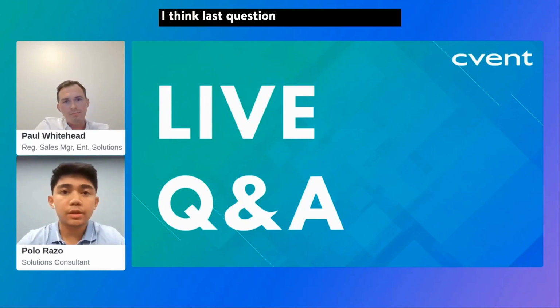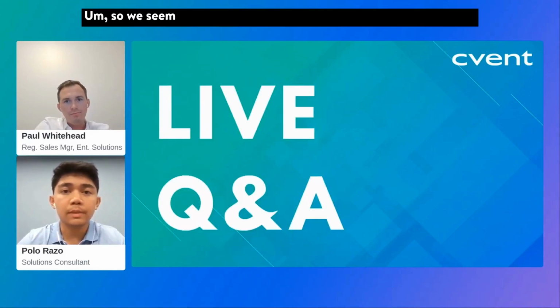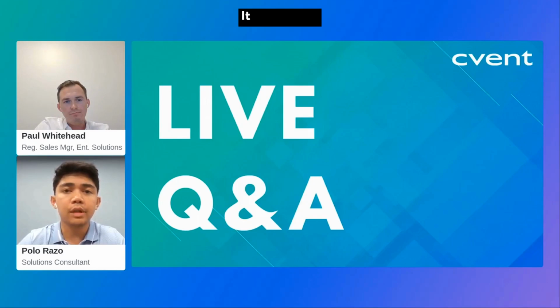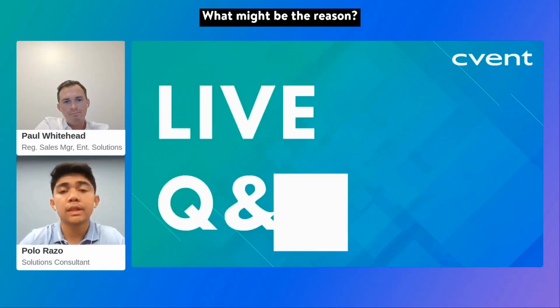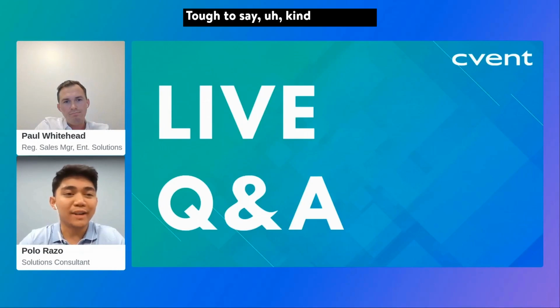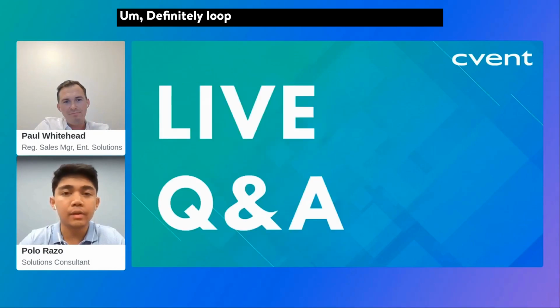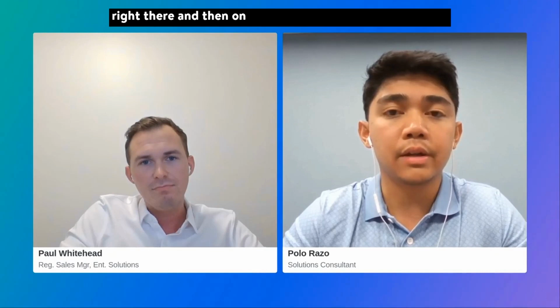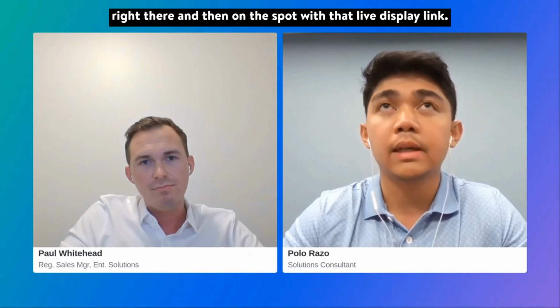Awesome. I think last question that we have in here. So we seem to have challenges getting the live preview to work. It just circles. What might be the reason? Tough to say without getting directly into your account here. Definitely loop in your Cvent resource if possible, or contact our support team. They'll be able to troubleshoot right there and then on the spot with that live display link.